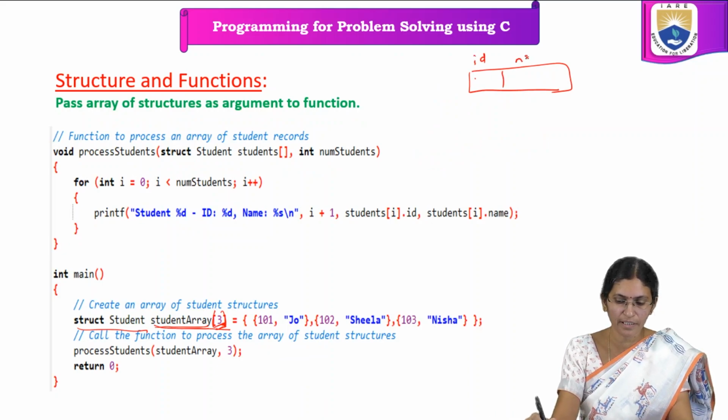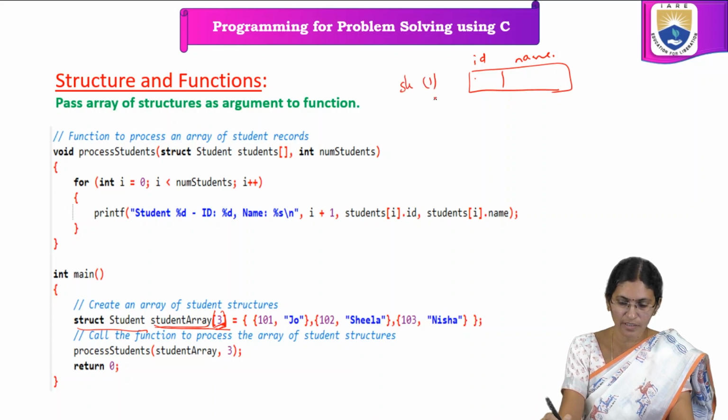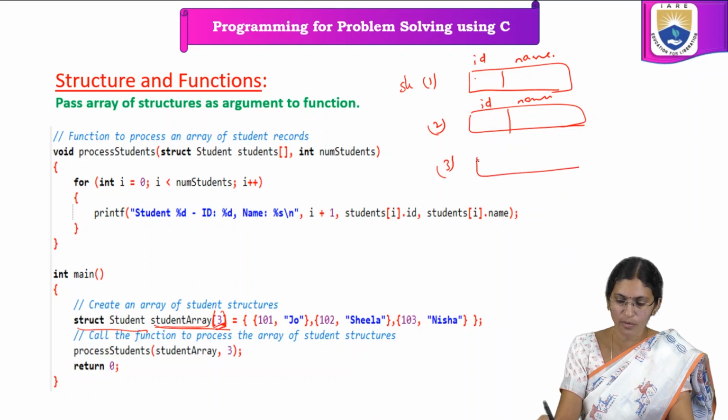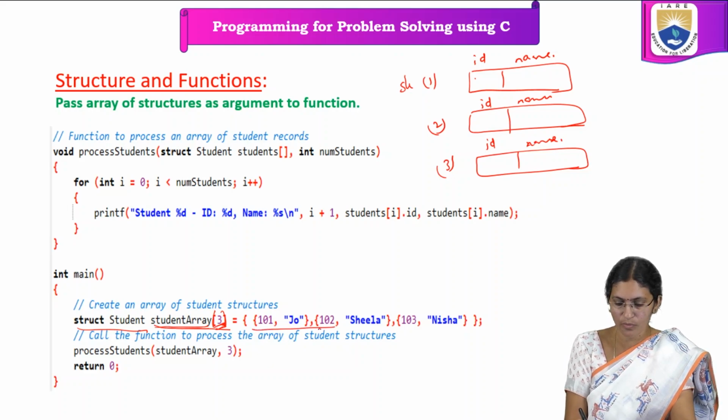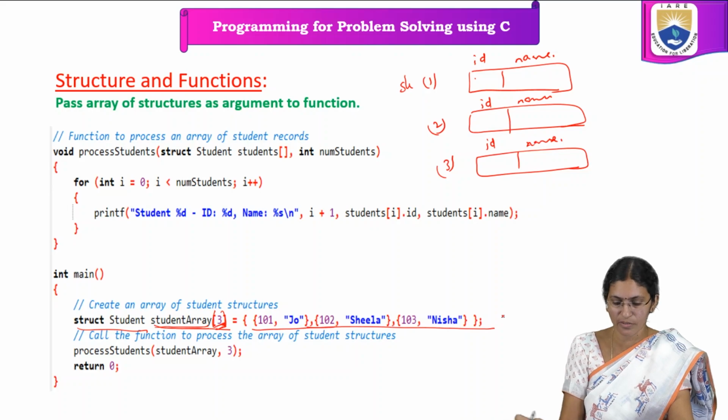The first field is ID and the second field is name. So this is student array. This is the first student, then the second student. Similarly for the second student also we have this data, ID and name. For the third student also we have the ID and name. Now let us see how to initialize this. This is the statement by means of which we can initialize values to this array of structures. So 101 and Joe is the data corresponding to the first element of this array.